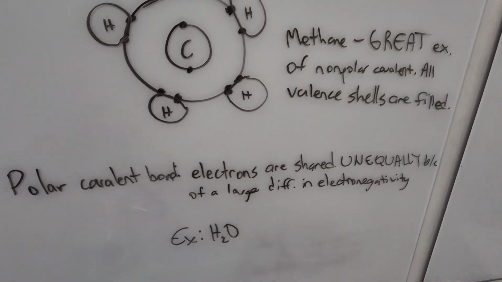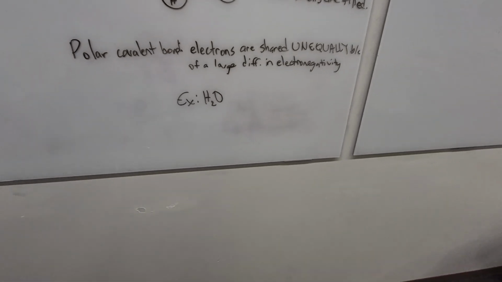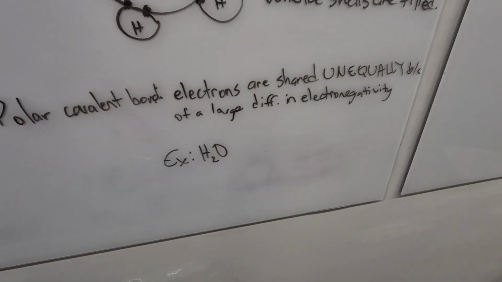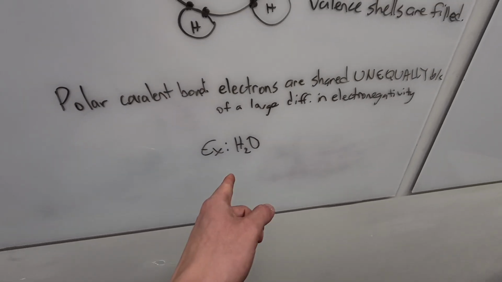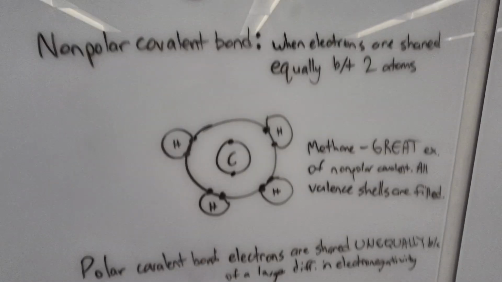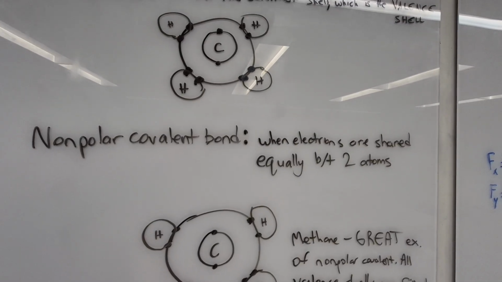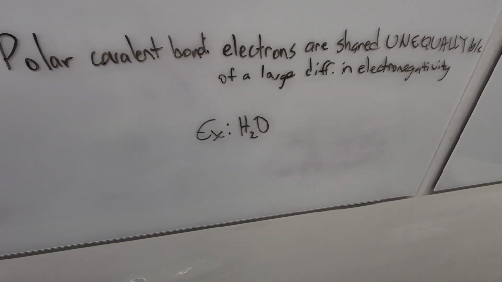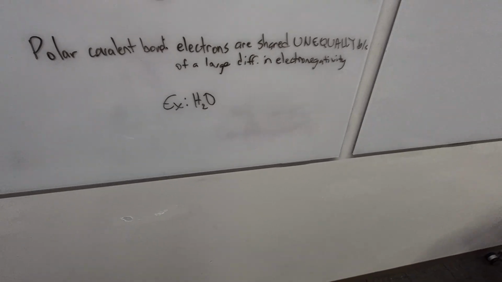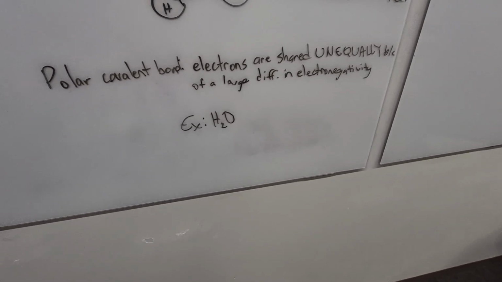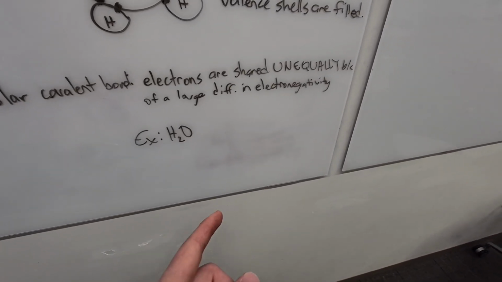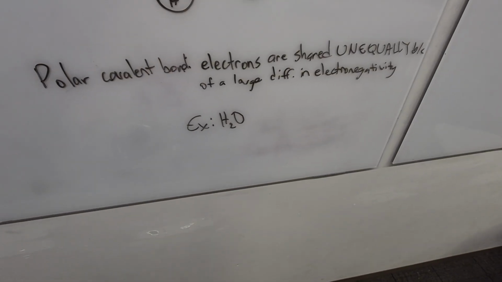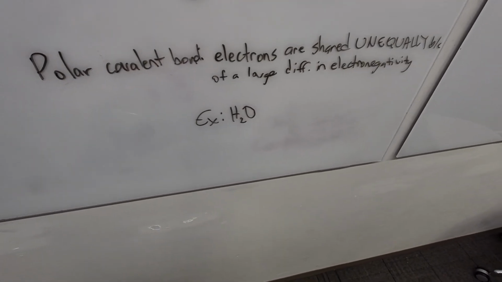All right, and a polar covalent bond is when electrons are shared unequally between atoms due to a very large difference in electronegativity. The biggest example of that is water. Now, most commonly, you will see nonpolar covalent bonds. Rarely will you see polar covalent bonds, but it's still good to know. And in terms of electronegativity, I'll link a good video that explains electronegativity on the periodic table very well, so we can add greater context to polar covalent bonds.